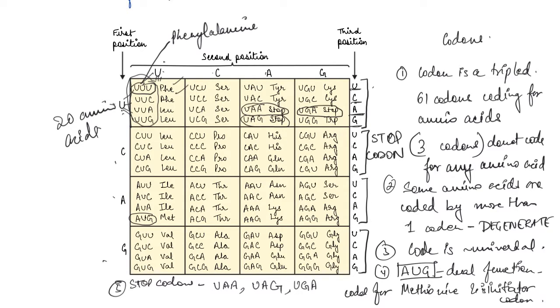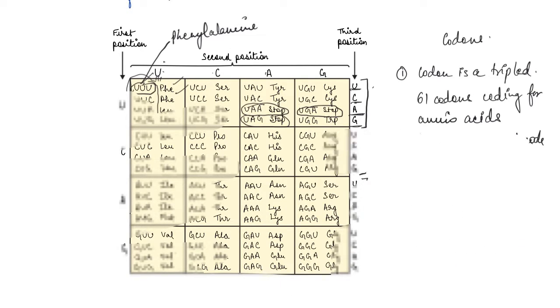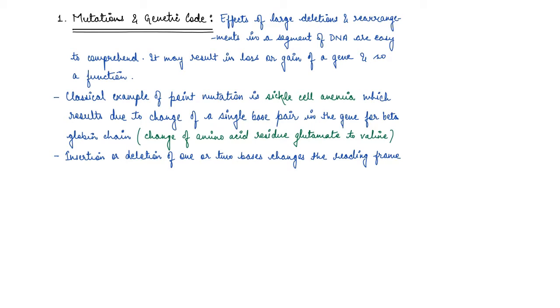Now let's see how mutation and the genetic code are related, which is the next topic. The relationship we studied initially as well, in a very crisp way, is that mutations occur when genes get deleted, get inserted, or things like that happen, right? Now, sometimes large deletions and rearrangements in a segment of DNA happen.